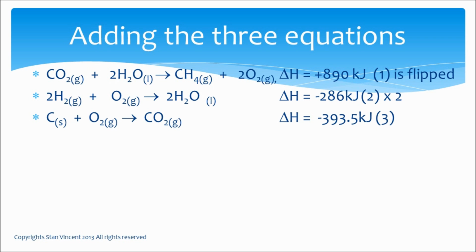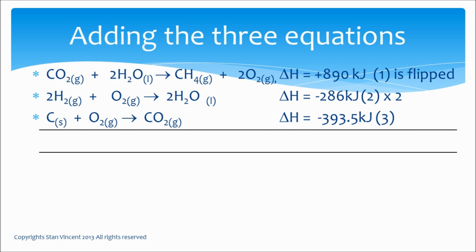Carbon plus oxygen giving carbon dioxide. And in the enthalpy of formation, I need carbon solid, and I have it. Now in the enthalpy of combustion reaction, only 1 mole of carbon dioxide is formed. Therefore, I don't have to change the coefficient of that equation. Next thing I'm going to do is add them up together.